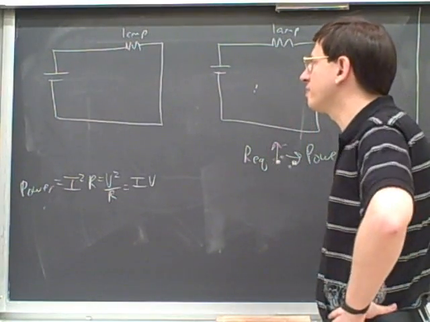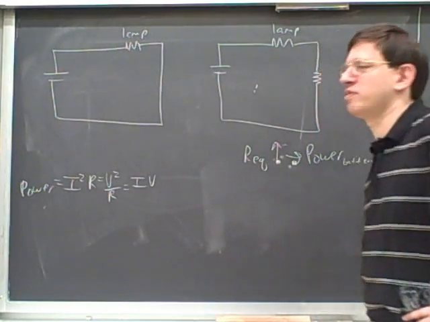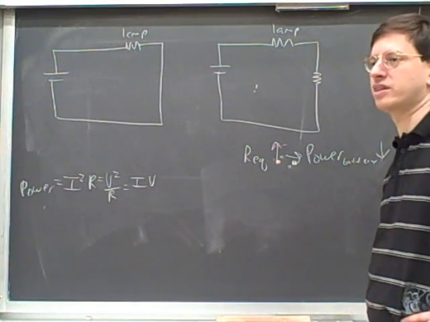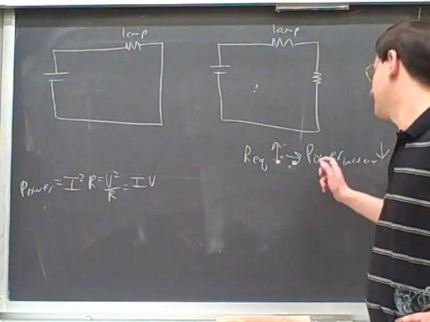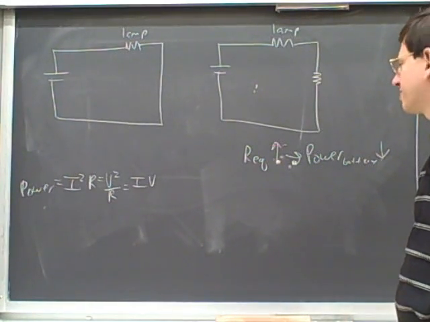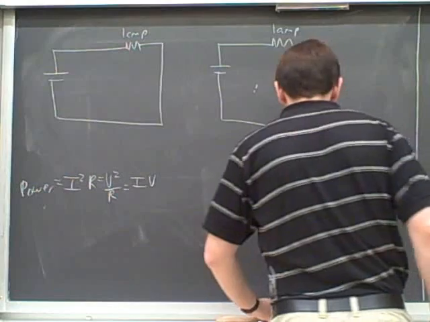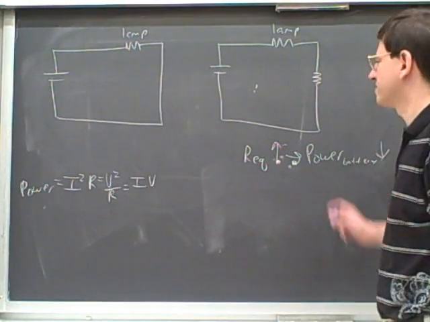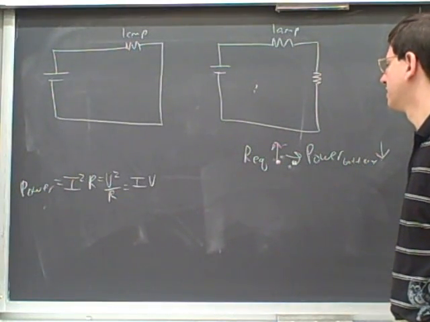Good. The problem, though, is the question didn't ask you about the power from the battery. It asked you about the power across the lamp. So this kind of helps us guess what the answer is, but it doesn't answer it directly, because the question is about the lamp, not the battery. Although this would put you on the right track.